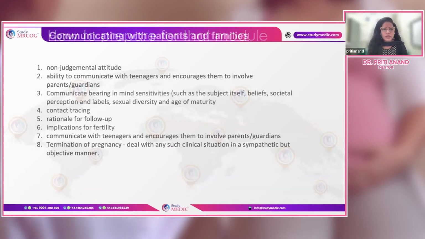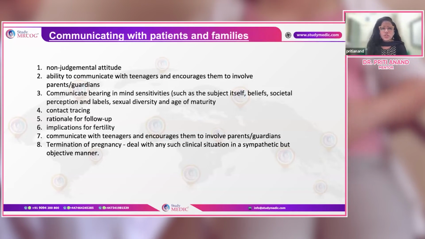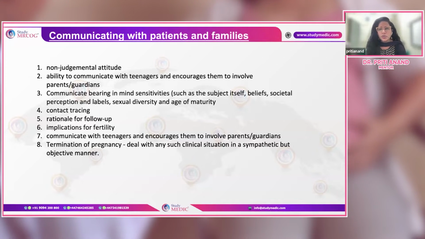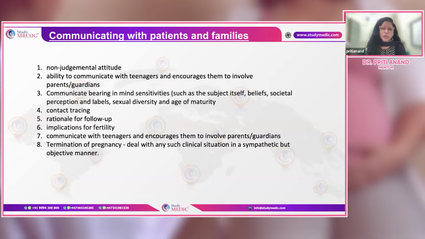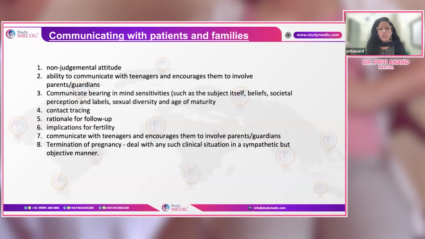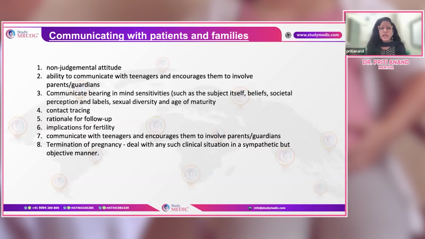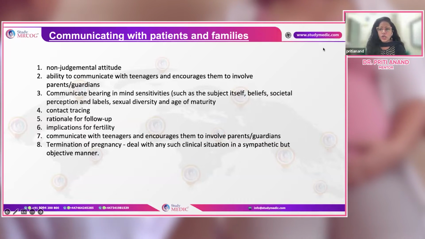So how to prepare? With regard to communication, make sure your communication does not feel judgmental to the patient or anybody who is accompanying the patient. So you should have a non-judgmental attitude, and the ability to communicate with teenagers and encourage them to involve parents or guardians. Now, when I say encourage them, that does not mean you have to force them, saying that I'll only give you the information if you come with your parents. Okay, it's not like that.